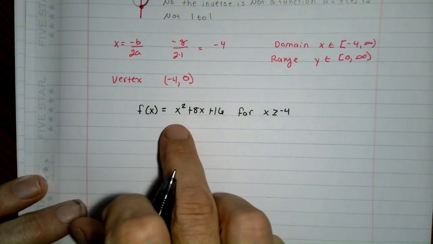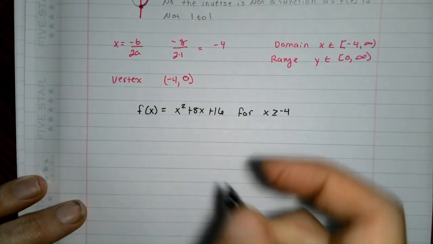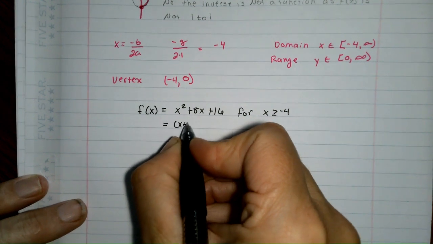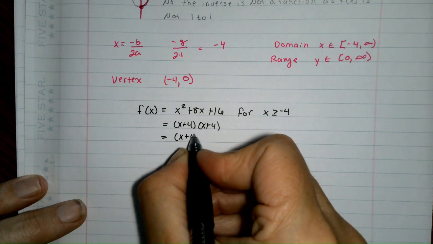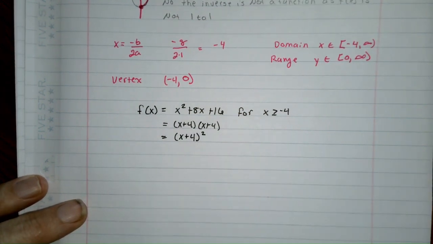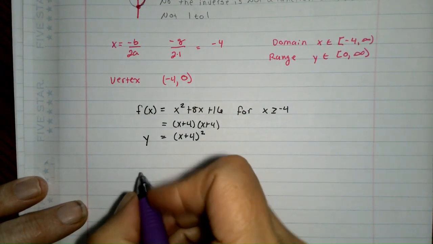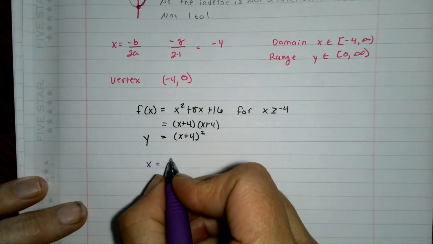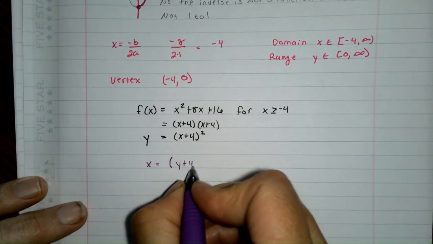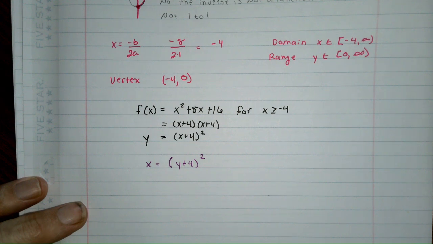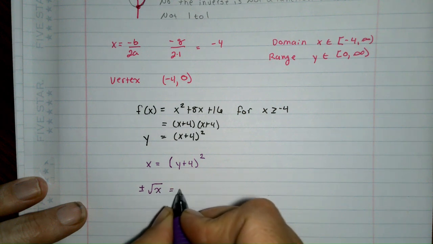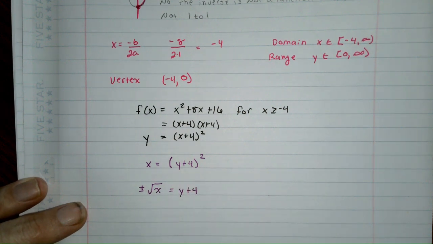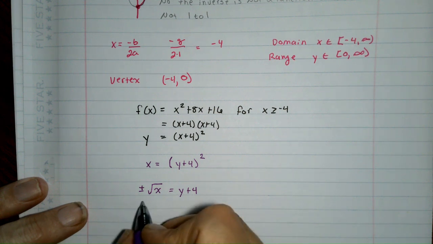And I'm going to go ahead and make this even easier on us. I'm going to write it in factored form. That is much easier on us. And I'm going to call that y instead of x. So now I'm going to use the inverse. x equals y plus 4 squared. And I've got to get the y by itself. First thing I'm going to do is plus or minus the square root, and then minus 4.